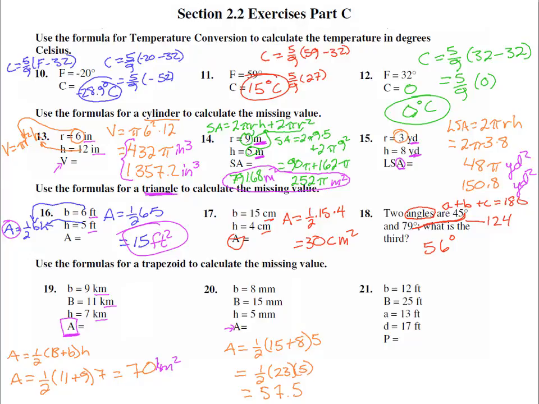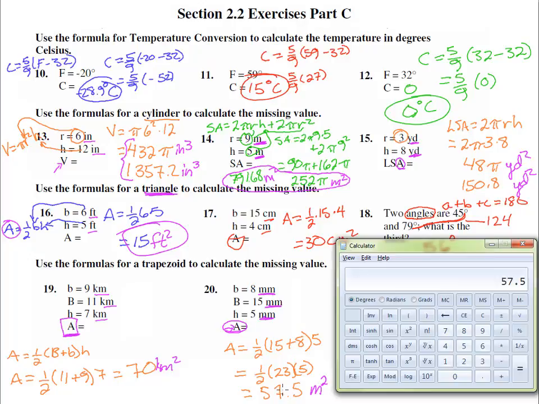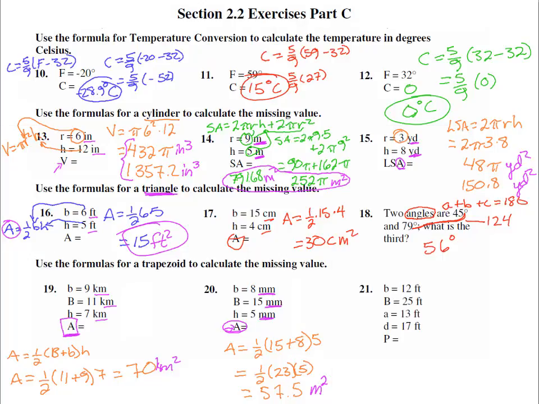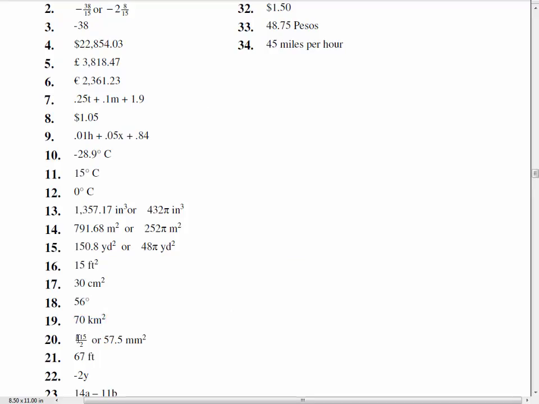57.5. And what are our units? Here we have millimeters for these lengths, and we're looking for area, so that means it's second dimensional. We're in millimeters squared to get a good area unit. We could have kept it as a fraction, 115 over 2. That would have been fine, or 57.5 like we did.